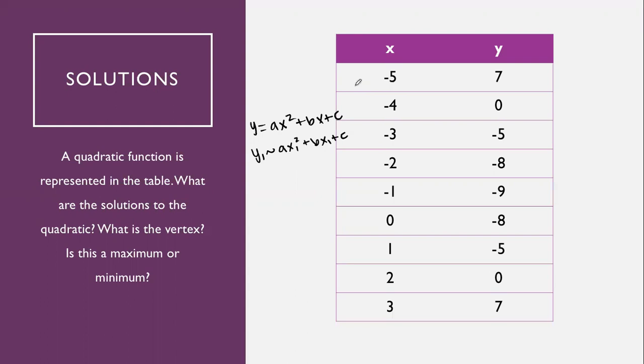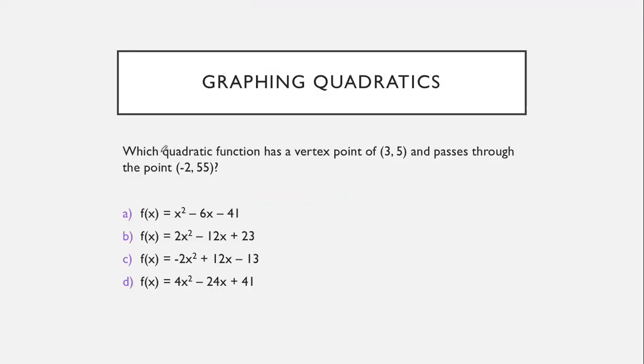Okay, so when I put this table into Desmos, it's gonna graph this whole thing for me and I can figure out my solutions, my vertex, my max or min, all of that. Cool. All right, which quadratic function has a vertex at (3, 5) and passes through the point (-2, 55)?